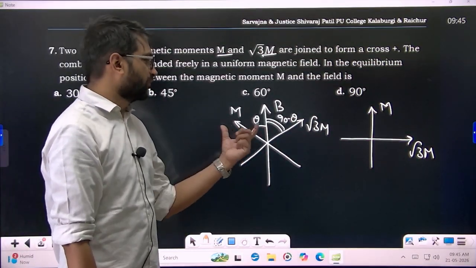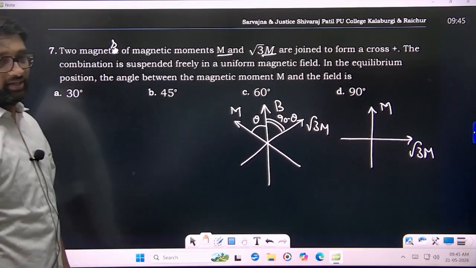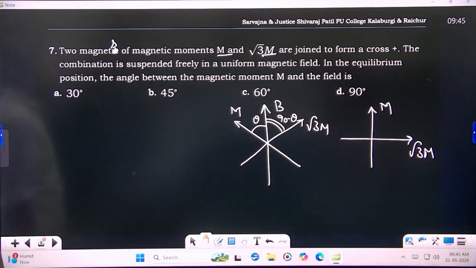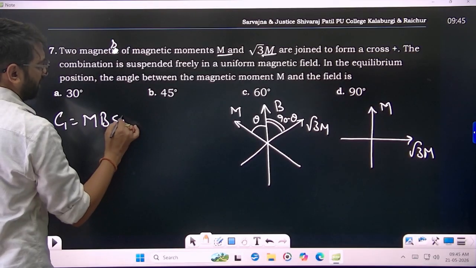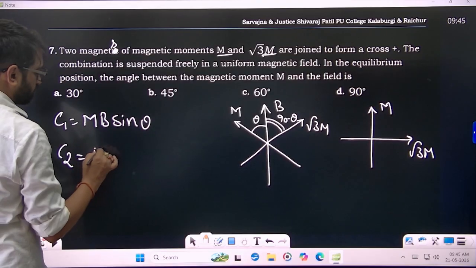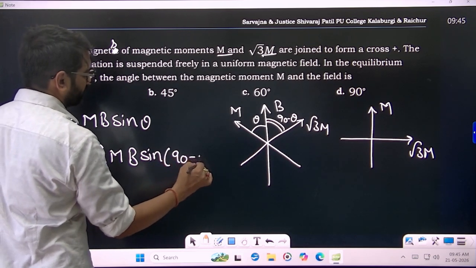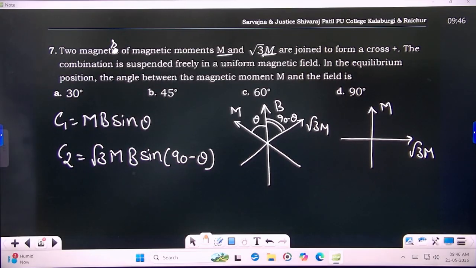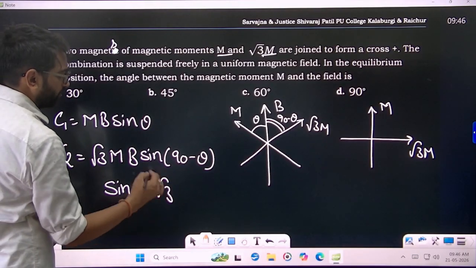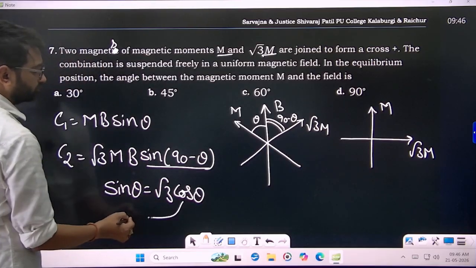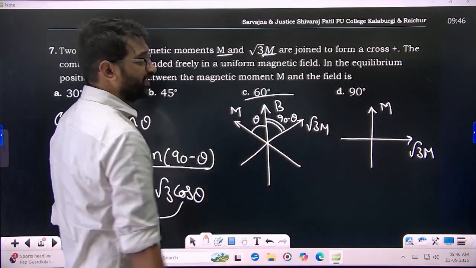Now equilibrium means the torque acting on M is equals to the torque acting on root 3 M. The formula for couple acting on a bar magnet is MB sin theta. So for the first one, couple C1 is equals to MB sin theta and C2 is equals to root 3 MB into sin of 90 minus theta. Now in equilibrium, these two couples are equal. So when we equate, MB gets cancelled, sin theta is equals to root 3 into sin 90 minus theta, which is cos theta. Cos theta to this side, sin by cos is tan, tan theta is root 3, so theta is 60 degrees.